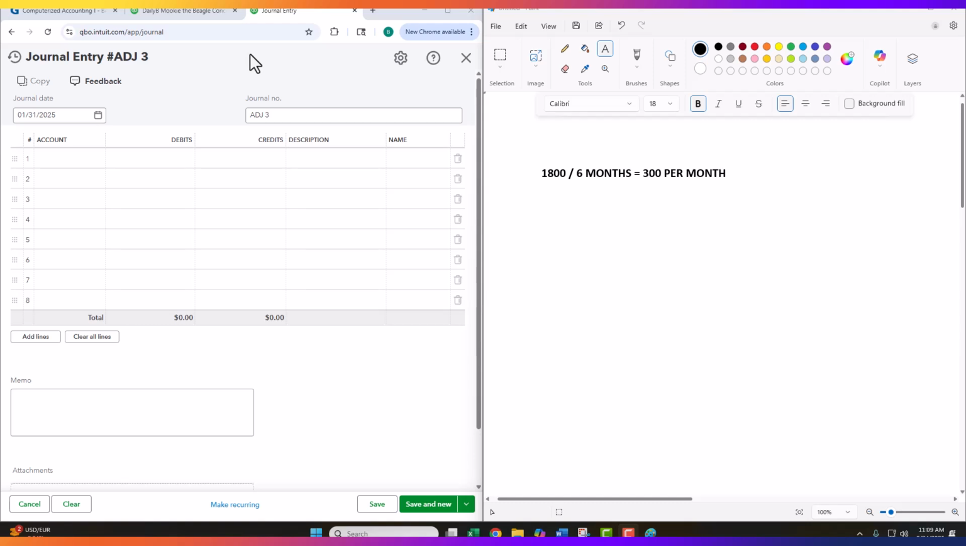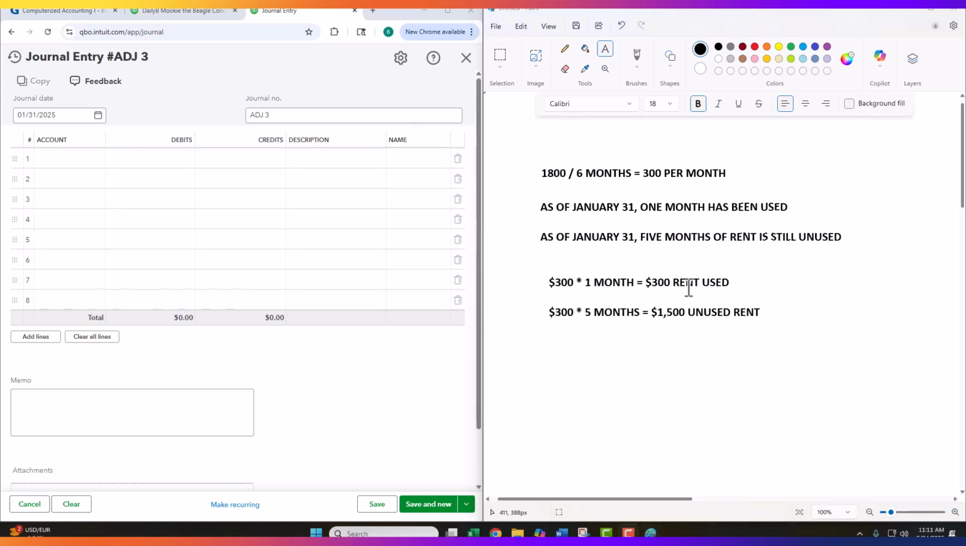Then it goes on and says, at the end of the accounting period, when we're preparing the adjusting entries at the end of January, on January 31st, the business has used 1 month's worth of rent, and as of January 31st, 5 months of rent is still unused. So if we paid a total of $1,800, we have to distribute that between what was used and what hasn't been used yet. So $300 a month multiplied by 1 month gives us $300 of rent used, and then $300 per month times 5 months, because 5 months are still remaining, works out to $1,500 of unused rent. So our adjusting slash correcting entry is going to reflect this.